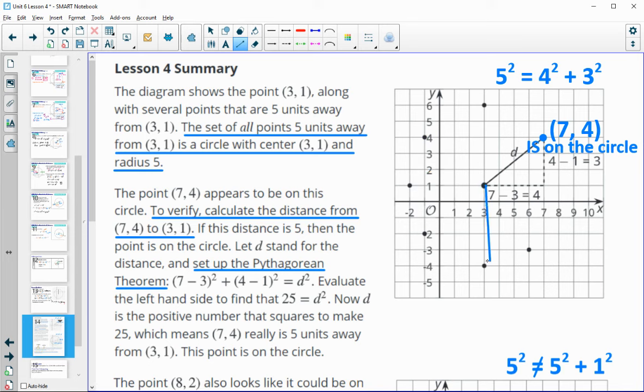And we want to decide, if we know all of these points right here are 5 units from the center, is (7, 4) on that circle? So basically, are these two points 5 units apart? Is the point (3, 1) 5 units away from (7, 4)? Remember, we compared the x's to calculate that this length here is 4, 7 minus the x coordinate of 3, and this height is 3. We did the Pythagorean theorem. This was 4 and this was 3, and it does equal 5. So this point is on the circle.